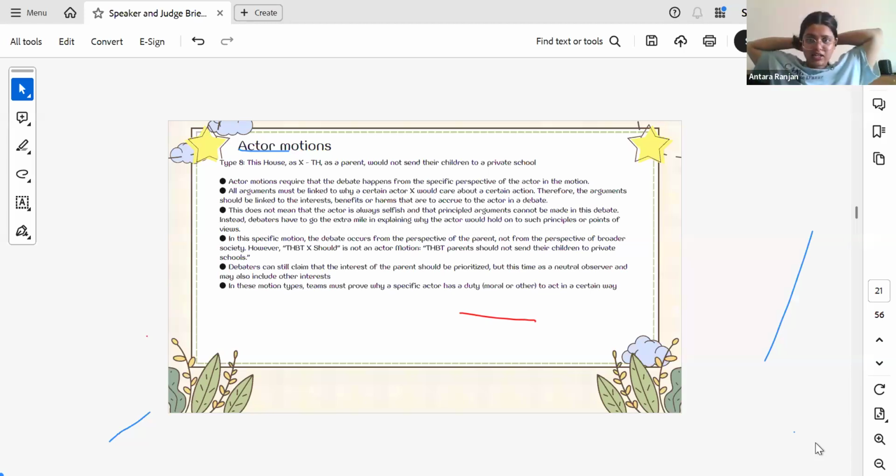Okay, so in an actor motion, it's all about benefiting the specific actor. It's not about society or status quo or the past. It's about how this one actor is going to be influenced, why their life is better off, right? It's about nobody else. Okay, do we have any questions about actor motion?